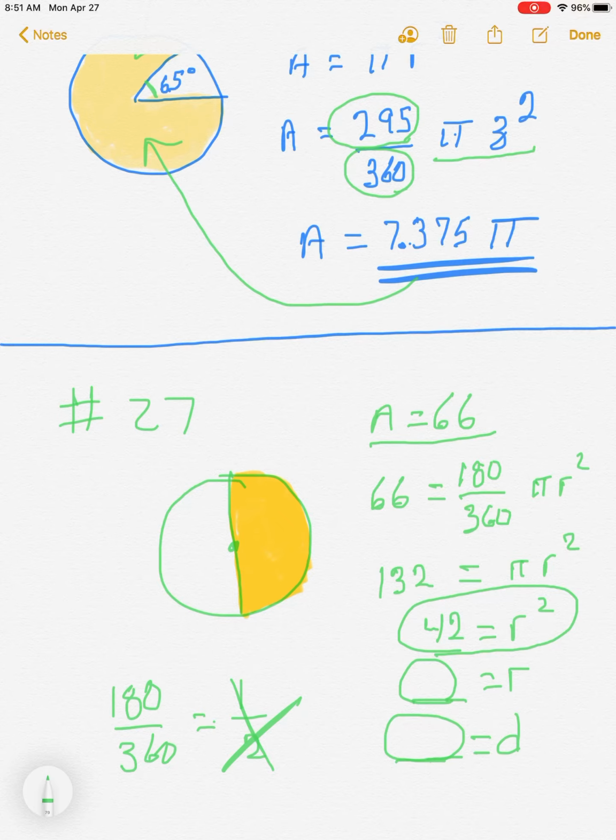So this explains this unit, section 11.3. Your assignment is problems 1 through 31, pages 800 through 802.